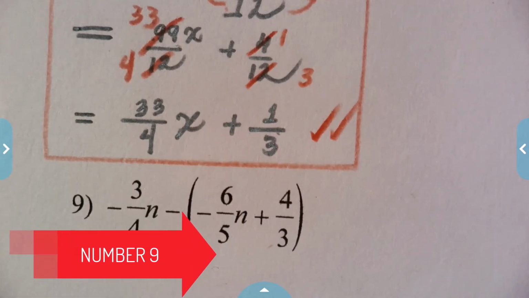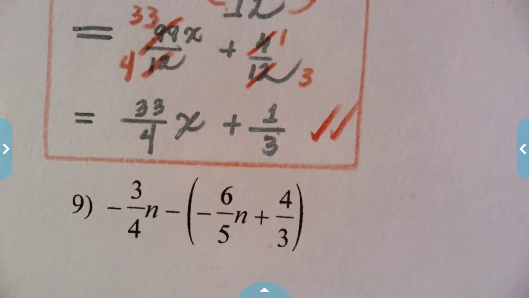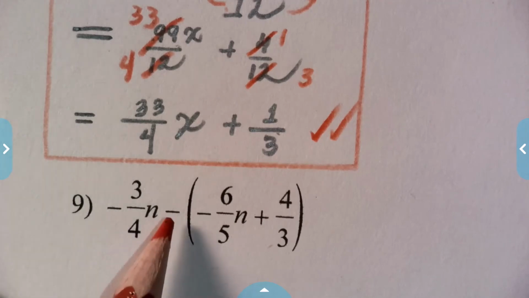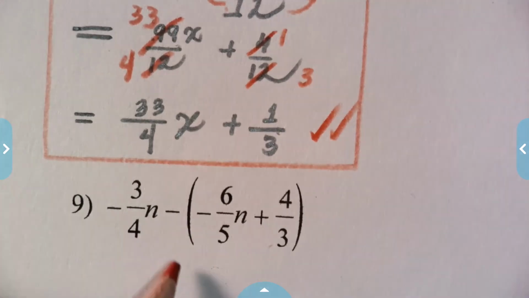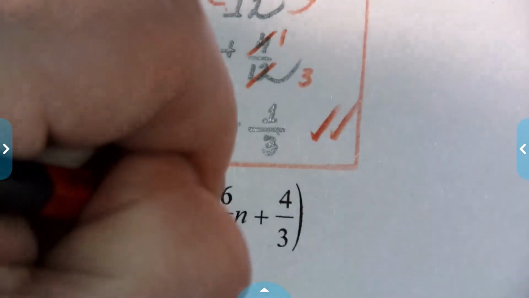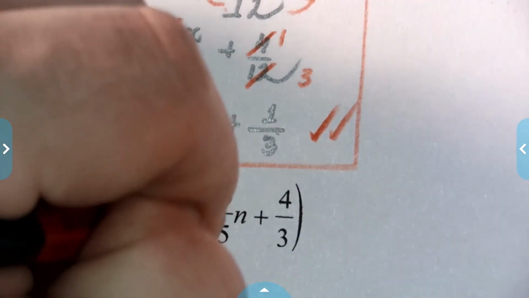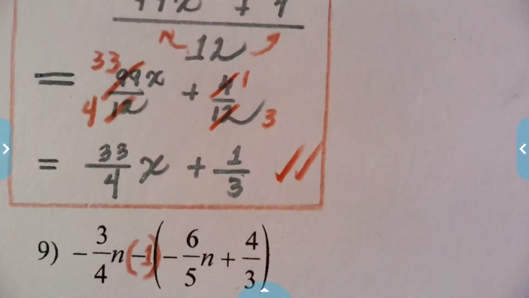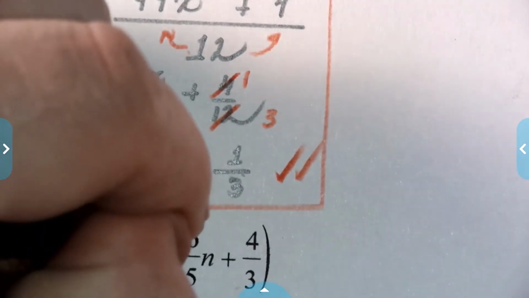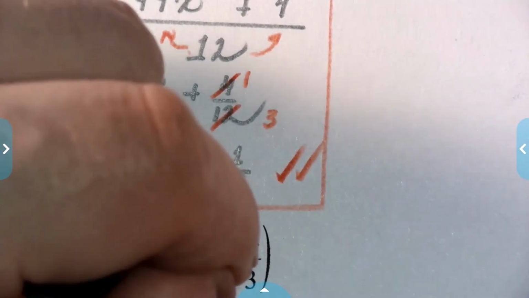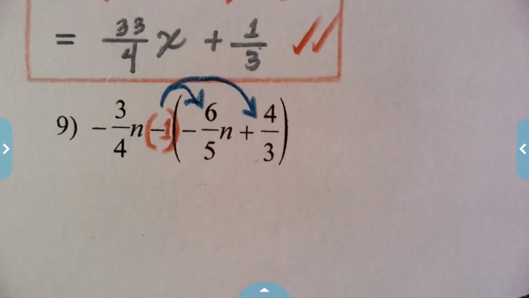Okay, this one looks a little confusing, but what's happening here is you're actually distributing a -1. See, there's a -1 here, and you can kind of bracket that off, and that's what you're distributing. -1 times both of those things. So that -3/4 n is just sitting out to the left, hanging out, chilling.